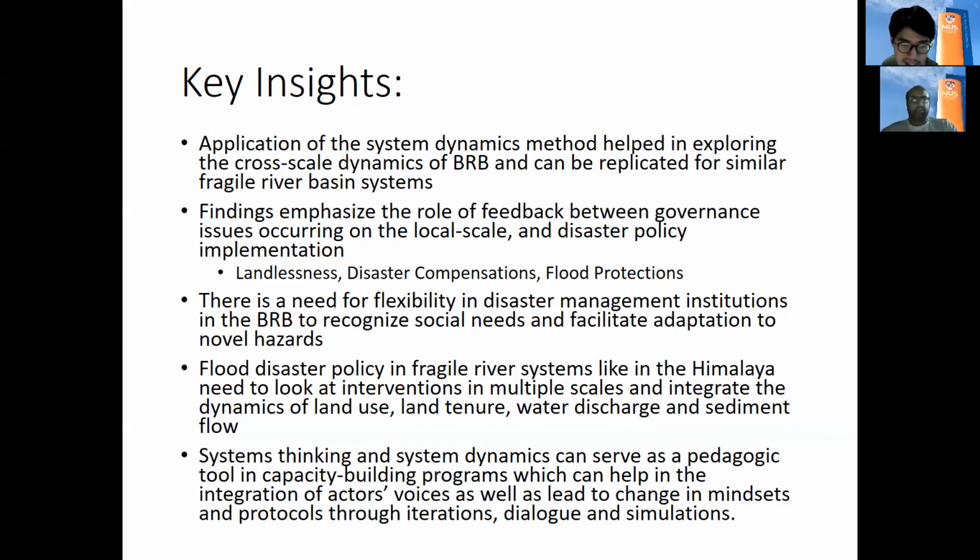Finally, we believe that system thinking and system dynamics can serve as a pedagogic tool in capacity building programs, which can help in integration of actors' voice, as well as lead to change in mindset and protocols through interactions, dialogues, and simulations.